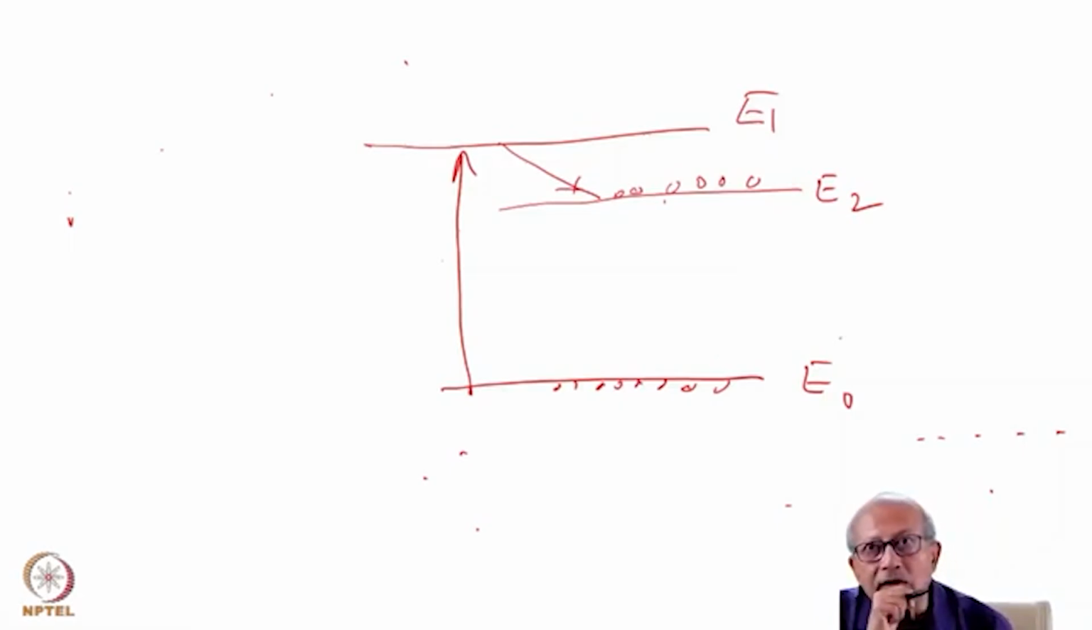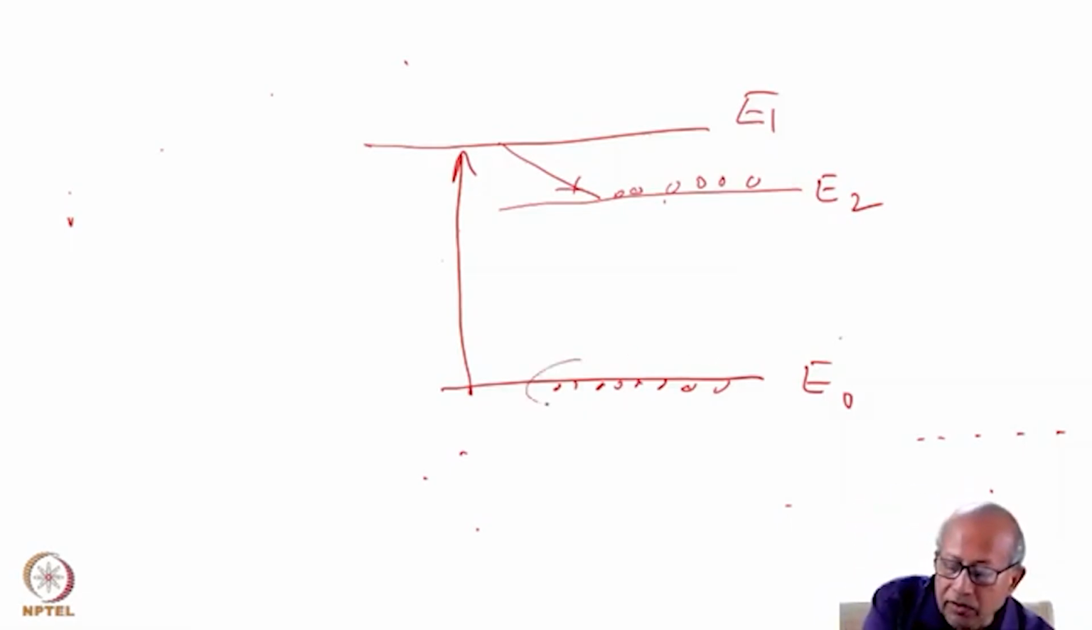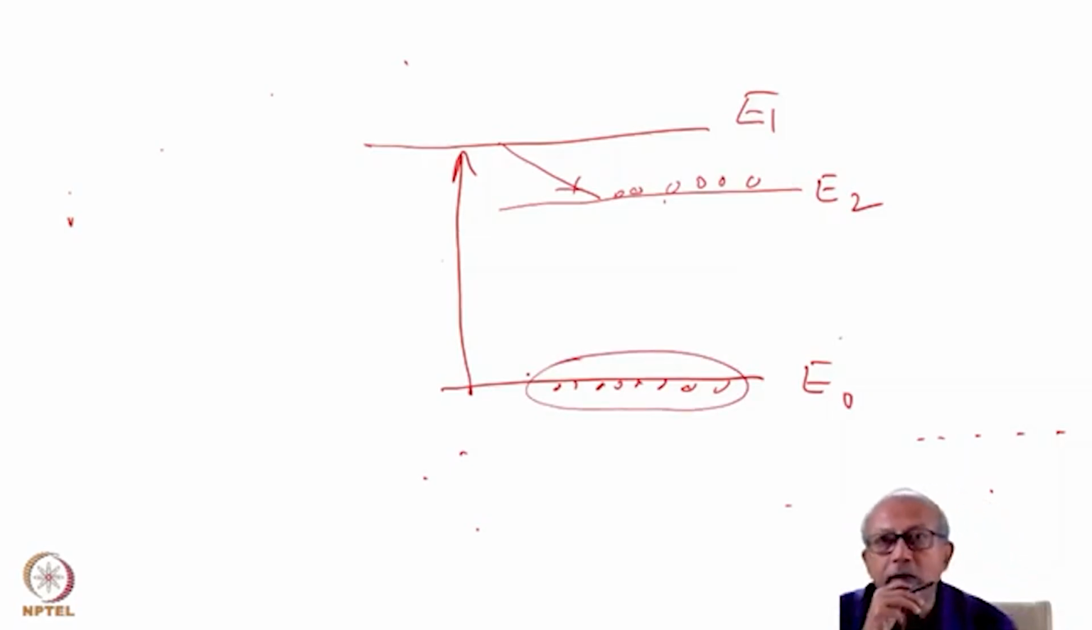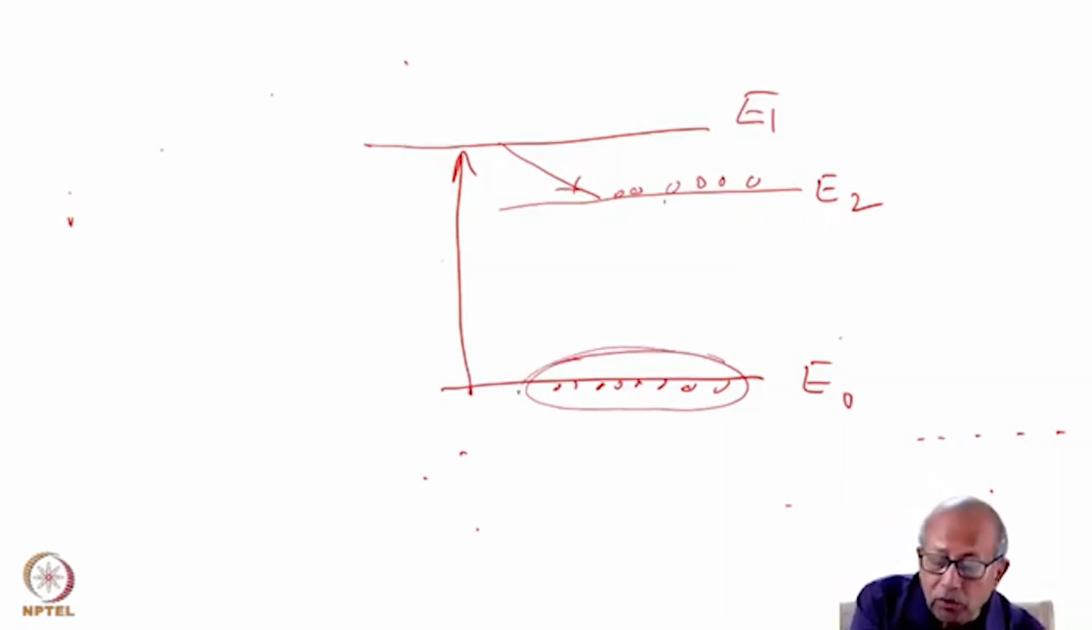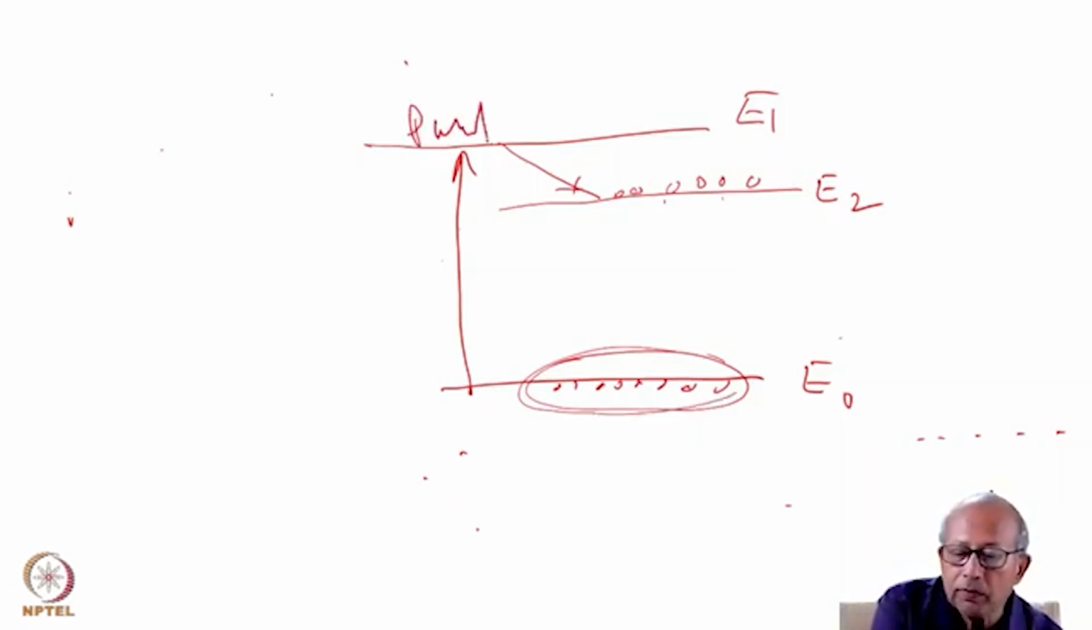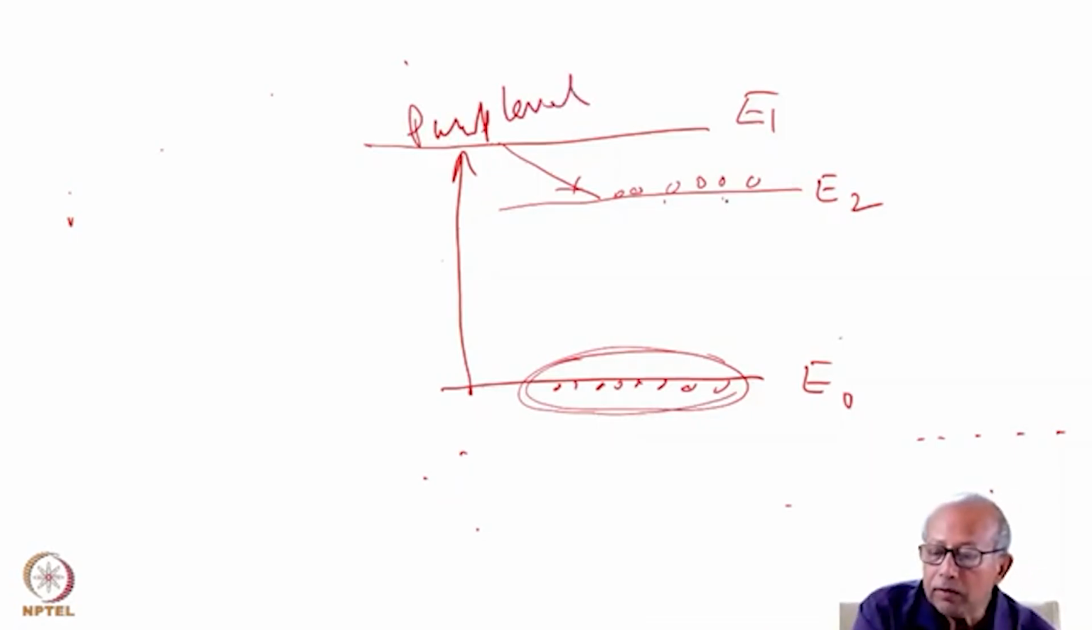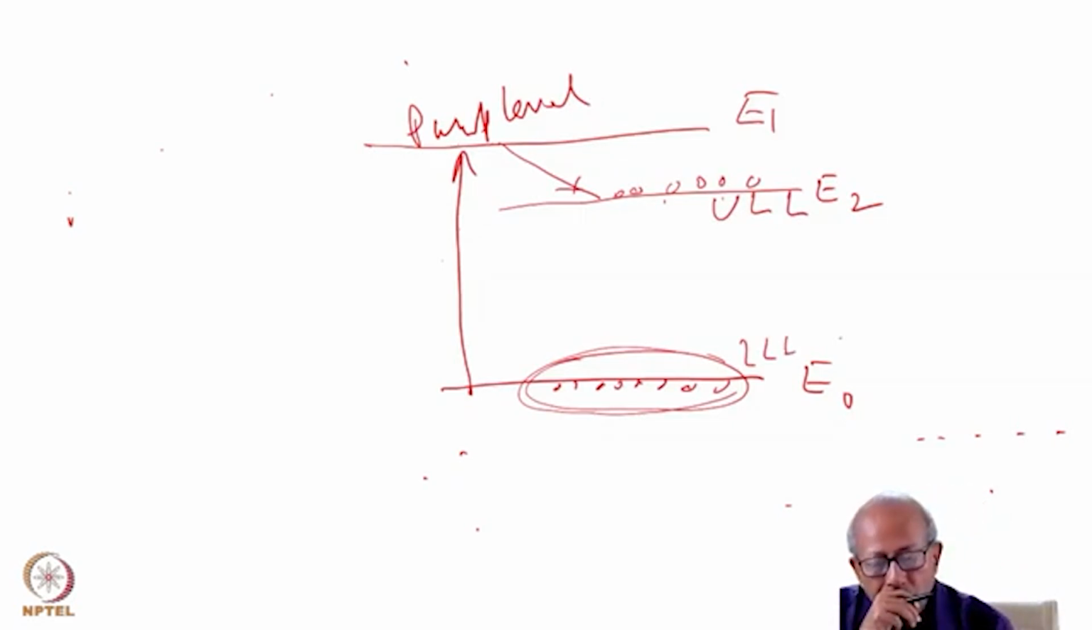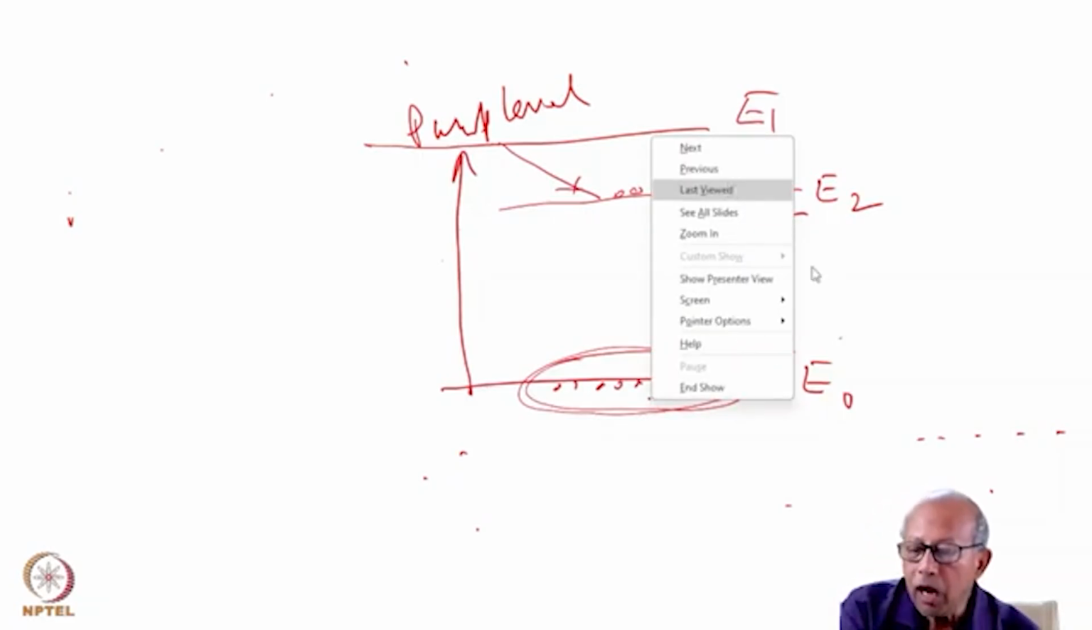Now, you can realize, because the entire population resides in this level, in order to maintain population inversion, we'll have to transfer at least half of this population up here, of course, via the pump level. This is the pump level. This is the upper lasing level. This is the lower lasing level, which is also the source level. Now, it would be a Herculean task to transfer this population to the upper lasing level.